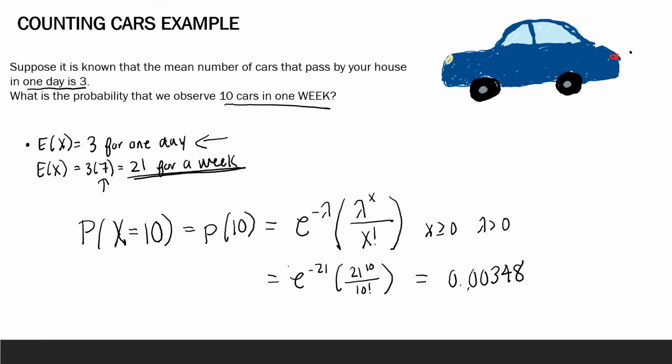But why is this so small? Didn't we say that we expect 21 cars in a week? So surely 10 is less than 21. Shouldn't we feel confident that we observed 10 cars? Well, yes, but the probability we found was that we observed exactly 10 cars when the mean is 21 for a week.